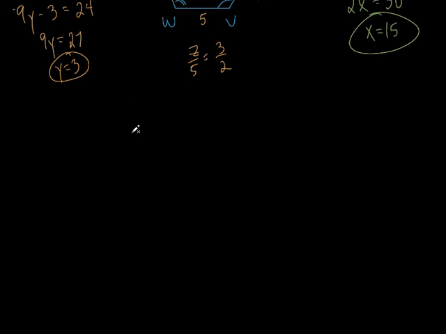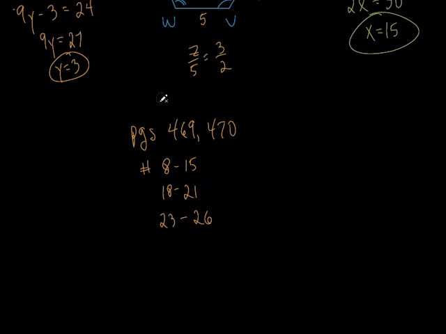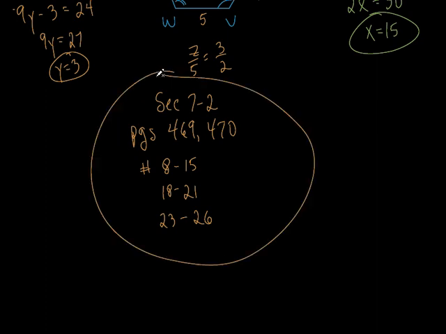All right. Let's see. Okay, here we go. It's section 7.2, pages 469, 470. Now, I break these up into 3 different little sections. So it's 8 to 15, it's 18 to 21, and then it's 23 to 26. Okay? So it's section 7.2. There it is, right there. Okay, write that down. And that's your homework for tonight. We'll go over it tomorrow. Have fun.